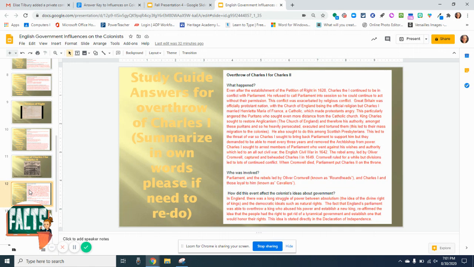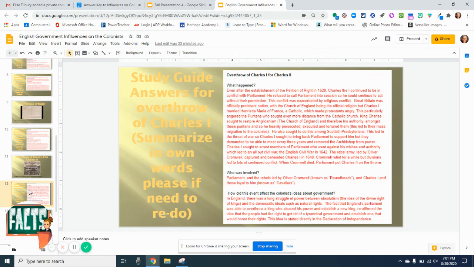So how did this affect the colonists' ideas about government? Again, long, complicated history, but what you really needed to know is that there's this long struggle between the ideal of absolutism, or the idea that the king has divine power, divine right, is the sole authority, and the democratic ideals and natural rights.